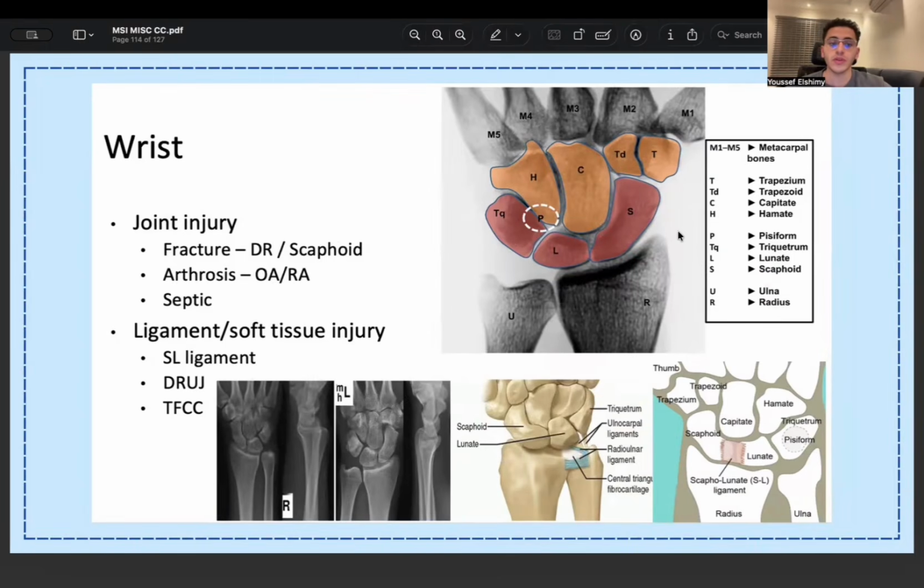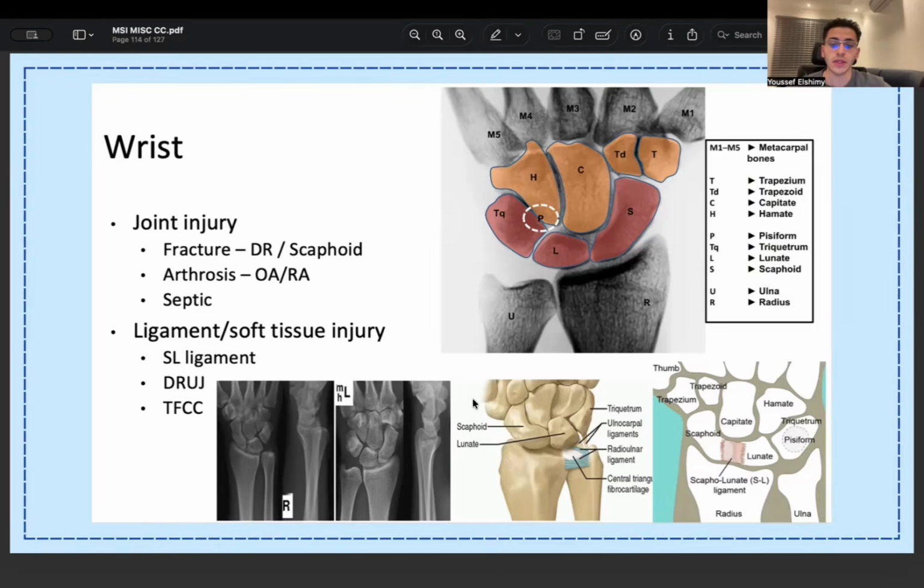Okay, moving on to the wrist. So, joint injuries include fracture, especially the distal radius fracture, as well as the scaphoid fracture. Then we have arthritis, things like osteoarthritis or rheumatoid arthritis, as well as septic. Then moving on to ligaments, we have the scapholunate ligament, which is the ligament that joins scaphoid with lunate. It also could get injured.